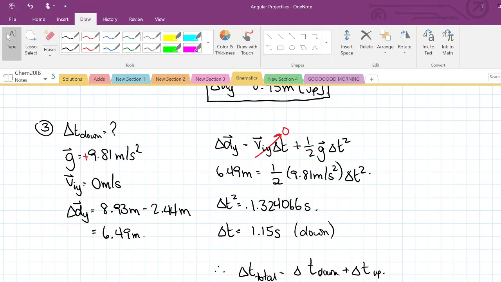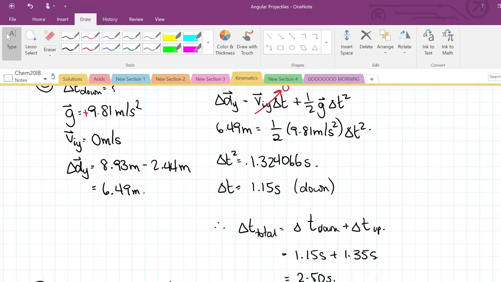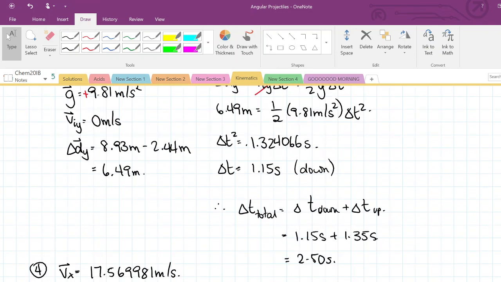I ended up using displacement y is equal to v initial times time plus 1/2 g t squared. This v initial term goes to 0. I'm plugging my numbers in, rearranging for t, and I get that the ball falls for 1.15 seconds down. This means that the total time the ball is in the air, from the time it leaves the soccer player's foot to the time it gets hung up on the net, is the time down plus the time up. So the 1.15 seconds plus the 1.35 seconds. And that means the total hang time is 2.50 seconds.